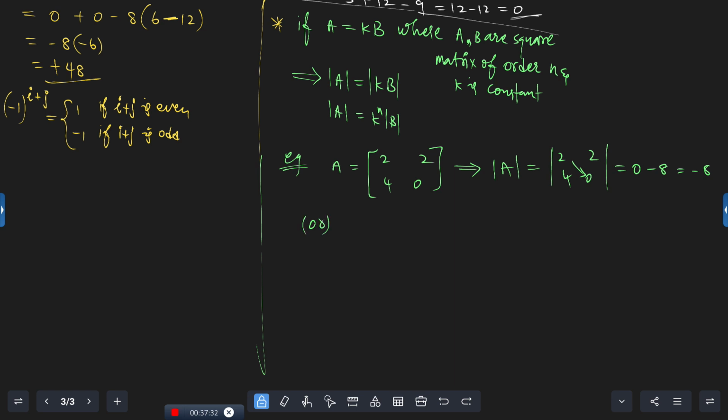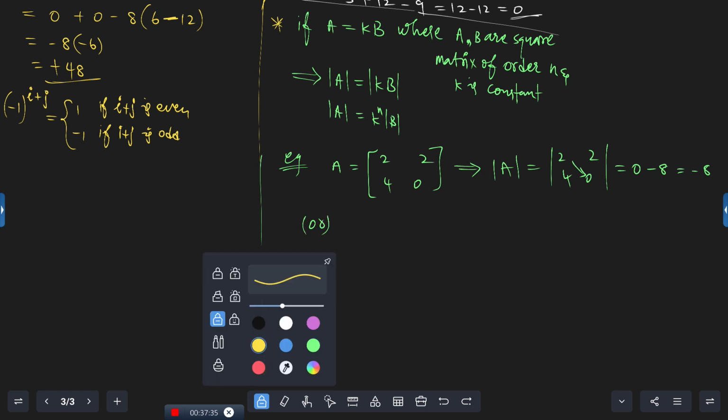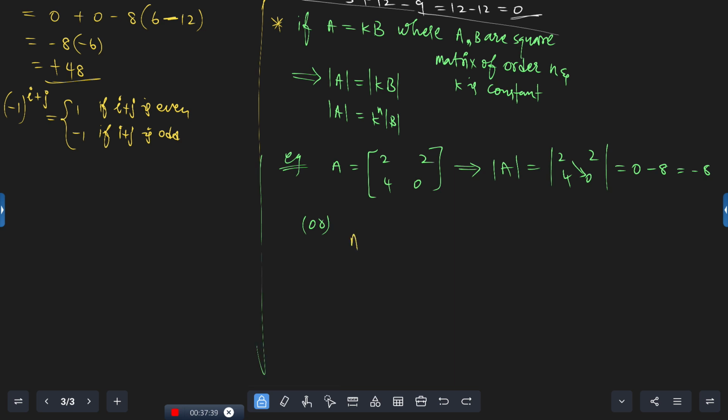Our method is what? The 2 is common in all the elements in the matrix. The 2 you take outside. If you take the 2 outside, the matrix will become 1, 1, 2, 0. Have you noticed? Whatever we take outside, we have to multiply inside with every element of the matrix. Now this is the matrix. If I'm taking the determinant of this, what am I getting?